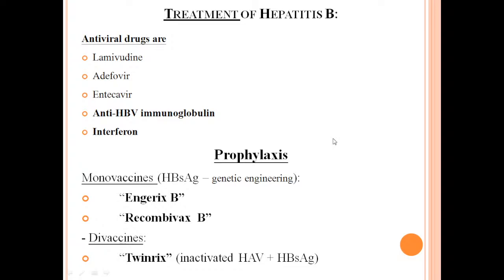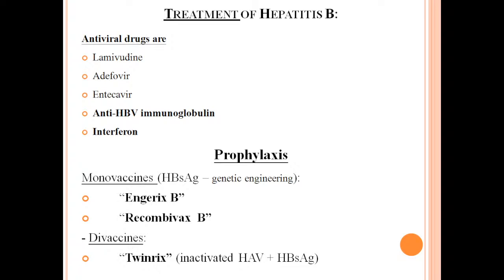What about treatment and prophylaxis of hepatitis B? We may use antiviral drugs for treatment of hepatitis B. These are drugs such as lamivudine, adefovir, entecavir.